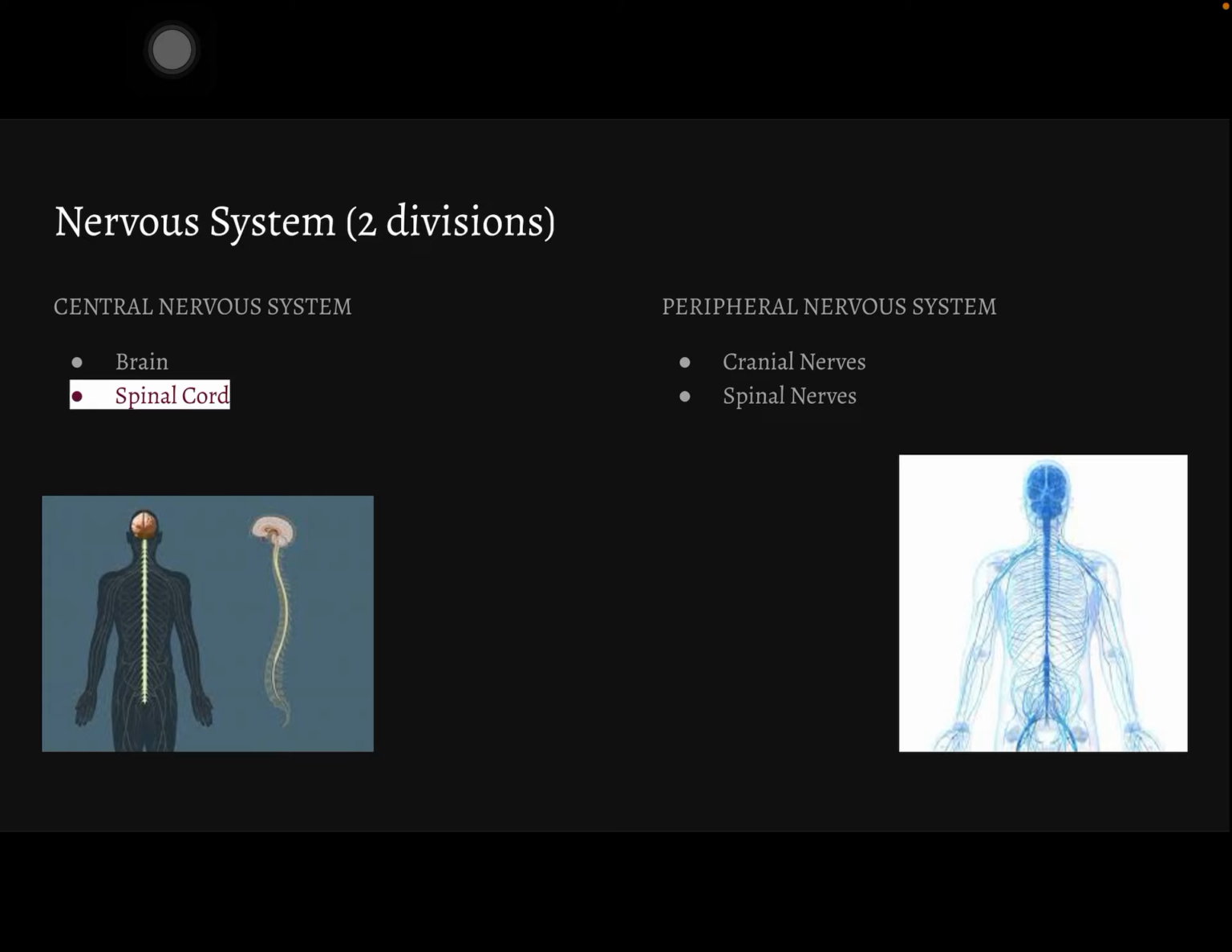The peripheral nervous system, which has the cranial nerves and the spinal nerves, and the central nervous system, which has both the spinal cord and the brain. And today we'll be talking about the spinal cord.